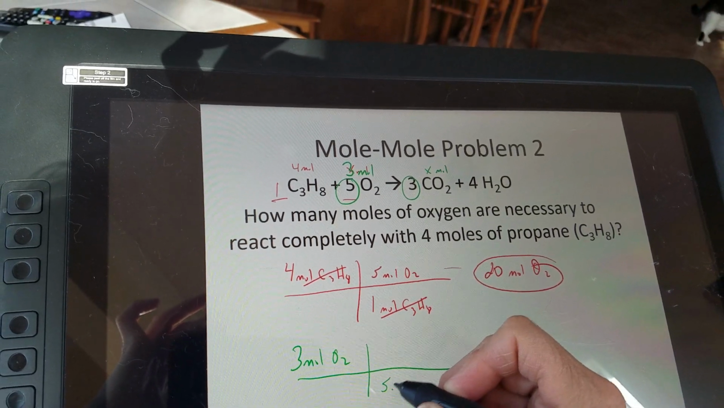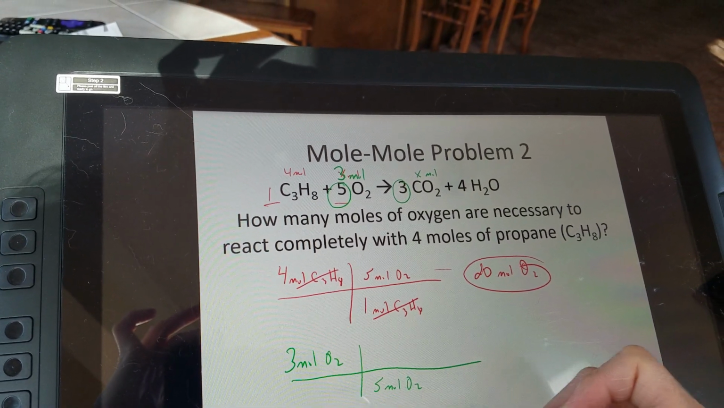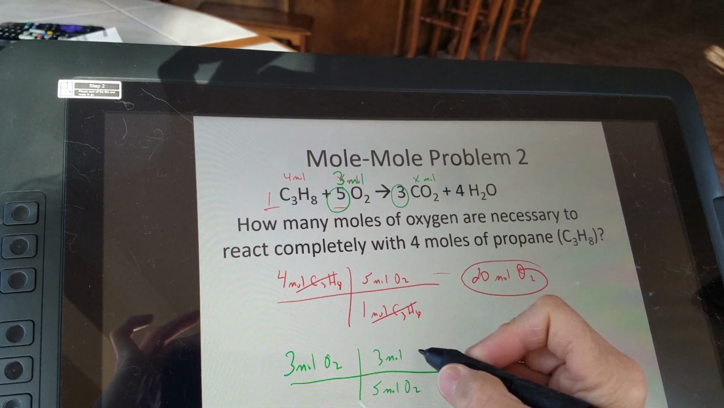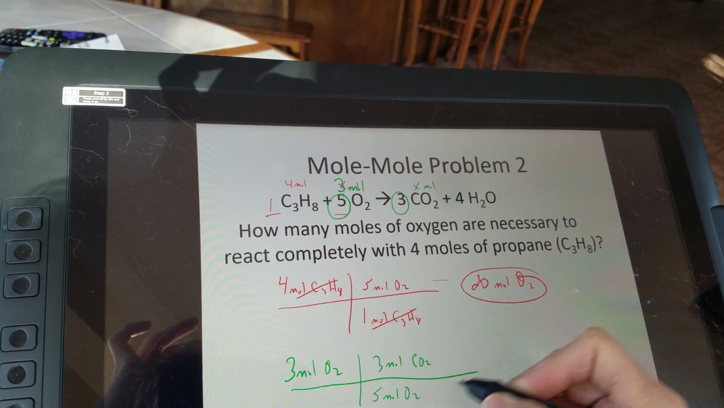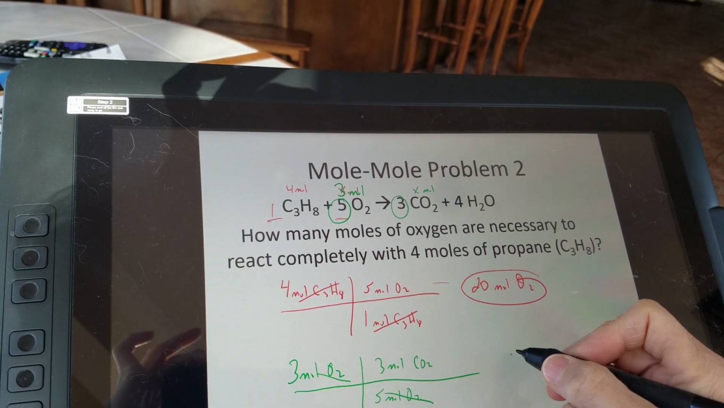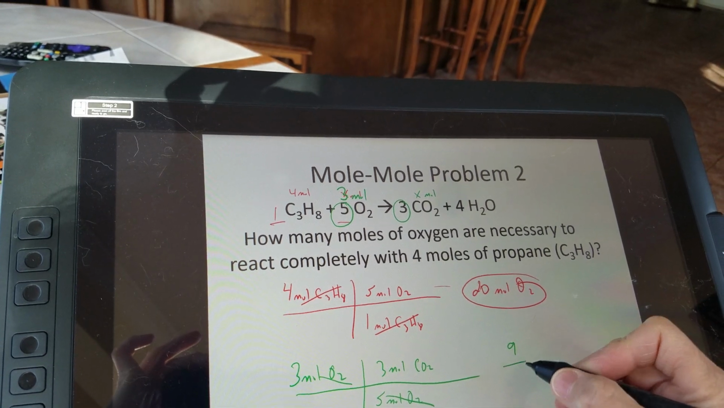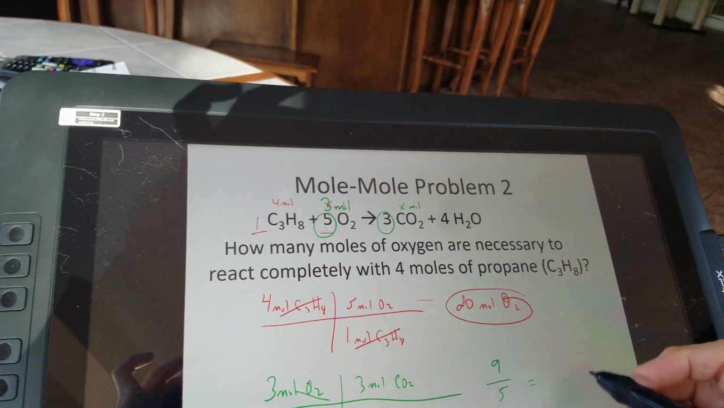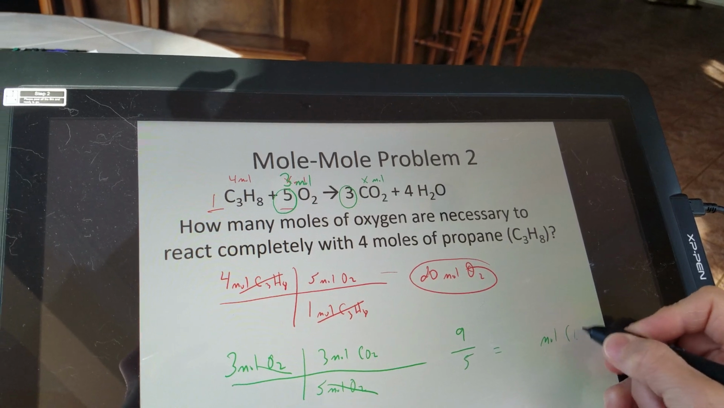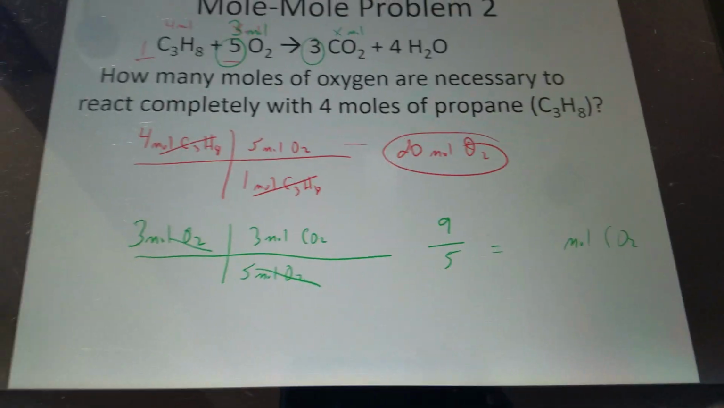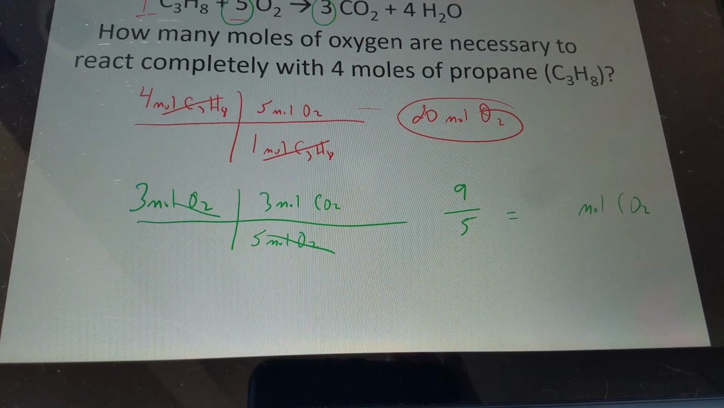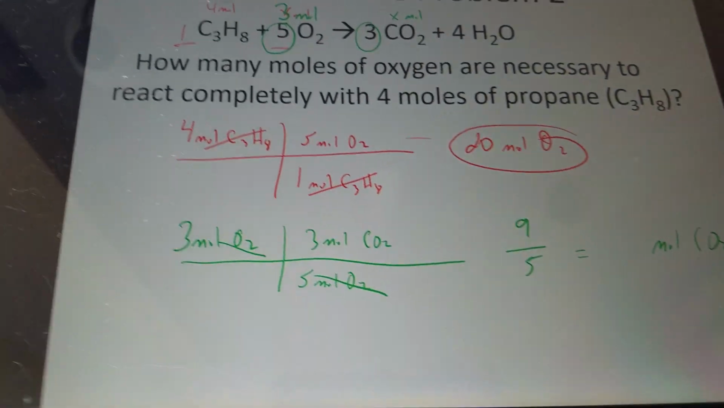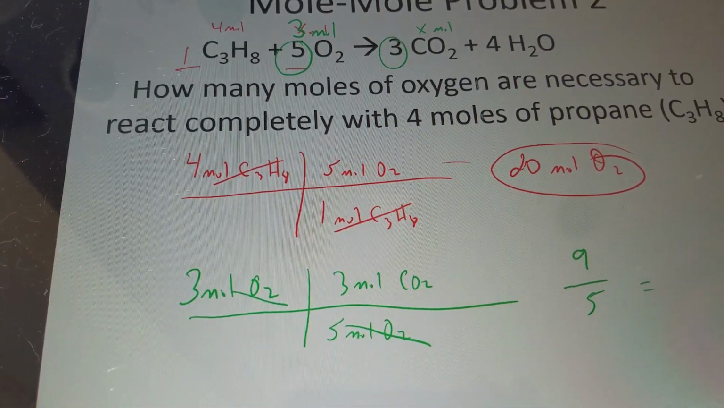I'll put my 5 moles of oxygen down here, my 3 moles of CO2 up here. The moles will cancel, so I'd have 9 on the top divided by 5, and of course you can divide that out to get the moles of carbon dioxide you would have. So those are just looking at the mole ratio if you start off with moles.